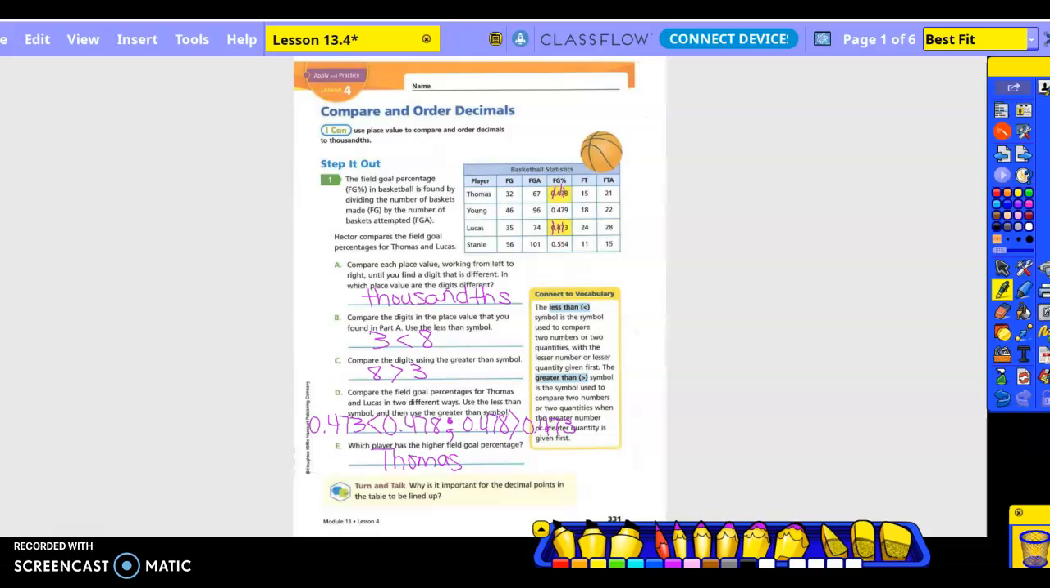The less than symbol is the symbol used to compare 2 numbers or 2 quantities with the lesser number or lesser quantity given first. The greater than symbol is the symbol used to compare 2 numbers or 2 quantities when the greater number or greater quantity is given first. Okay, and we did that for letter D, right?